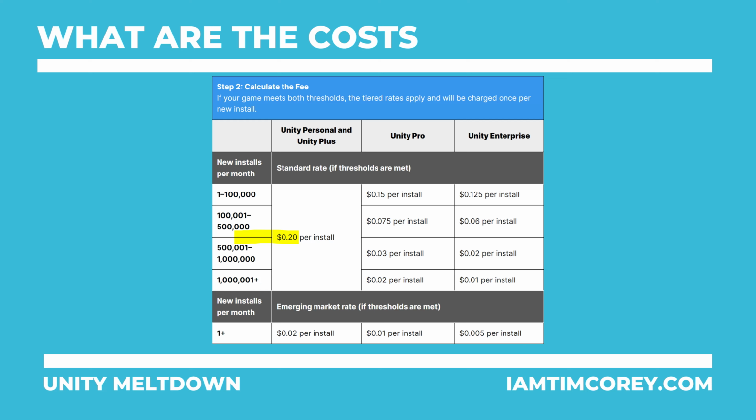Now, note down below, I did point this out as well because I wanted to make sure it's noted, that in emerging markets where the income you might get will be lower than the normal US dollar that they're charging you in, well, in those emerging markets, and they have a list, it's 2 cents per install instead of 20 cents per install. So that will make a difference, but just note that's where we're at. That's how much this calculation will cost.